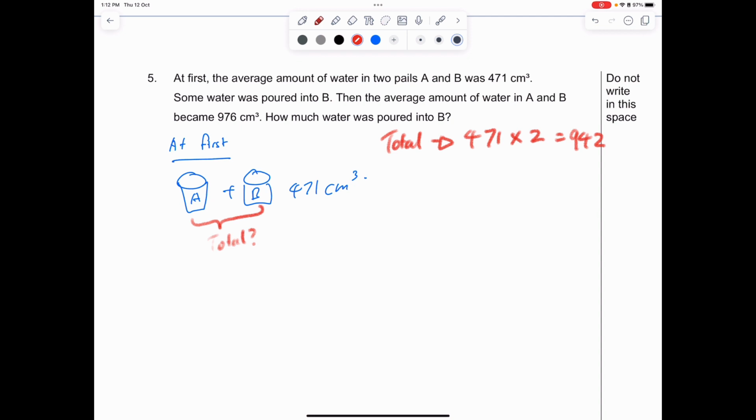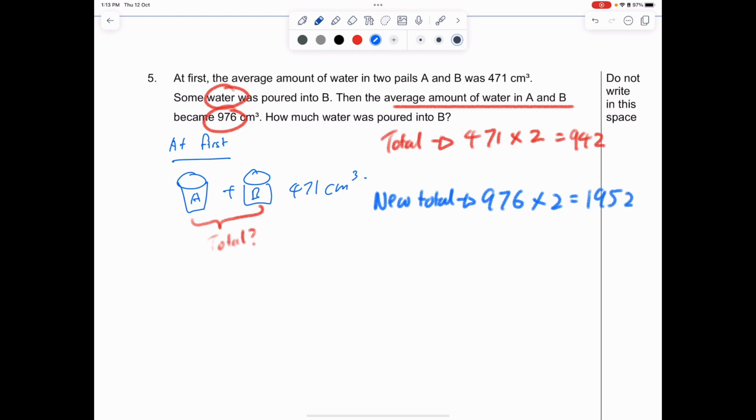Then after that, they tell you, later on, they added some water. You don't know how much was added, but the average amount now has increased to 976. Correct? So now you want to find out what's the new total. In the end, you need to take 976 times 2, and your answer will be 1952. Why times 2? Because once again, there are 2 buckets, but you added some water.